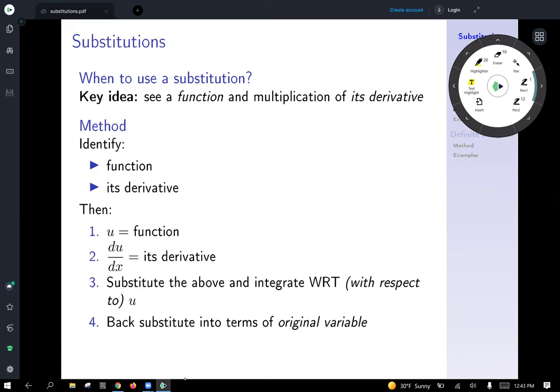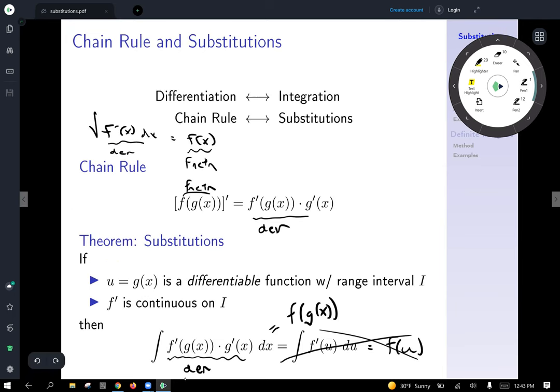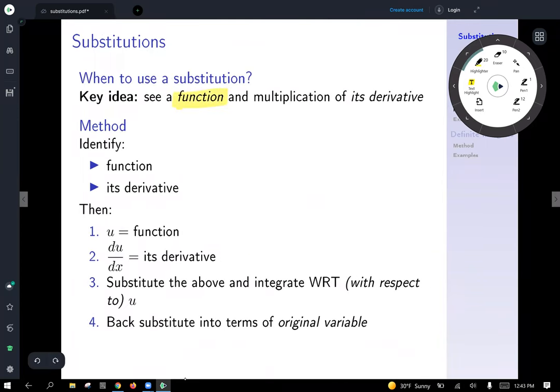So when do you use a substitution? The key idea is when you see a function and multiplication by its derivative somewhere in there. If you look back at this slide, substitutions work when you see a function and multiplication or division, like its derivative, somewhere. Maybe it's in a denominator or something, but a function and its derivative. So if you see those two things, the method is to identify the function and its derivative, and you let u equal the function, and then du dx, you calculate the derivative of that u with respect to x, and then you use fact number two to substitute the above into your integral, and then you integrate with respect to u. And then you back substitute in terms of the original variable.